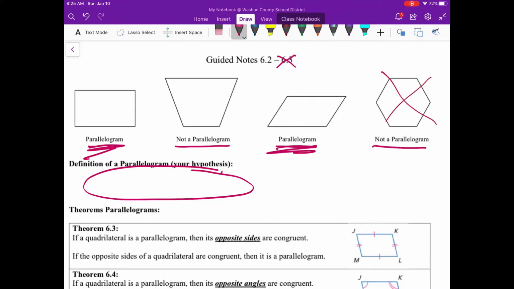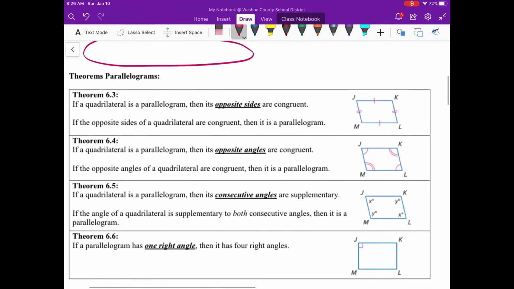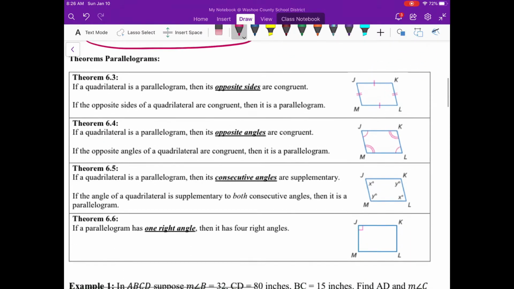Hopefully you're noticing that these have four sides, so this one over here does not have four sides. Maybe that has something to do with it. And then maybe something about how this side is shorter than this side, while the other two have somewhat equal parts, just by looking at it. At least that's what it looks like. Okay? So let's look at the theorems that actually make a parallelogram.